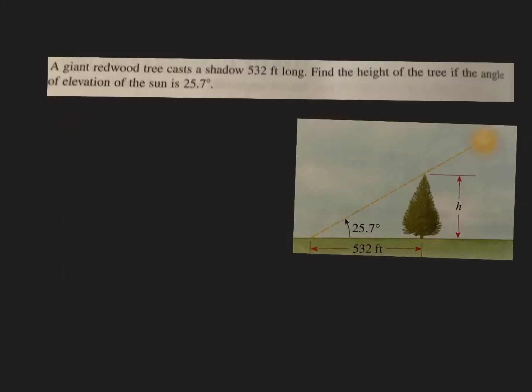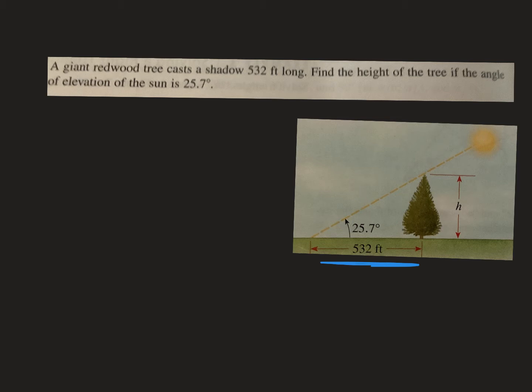All right, let's try one here. It says a giant redwood tree. This is a huge use of this because it's hard to measure heights of trees. So a giant redwood tree casts a shadow 532 feet long. So the shadow is 532. You see that down on the ground. Find the height of the tree if the angle of elevation to the sun is 25.7.